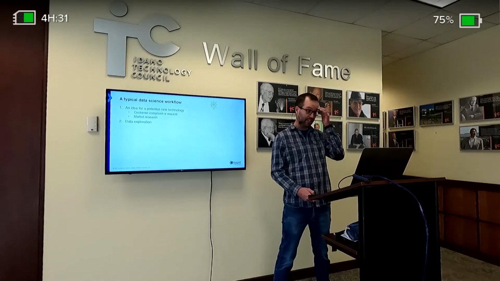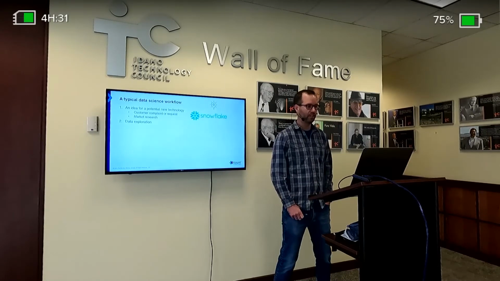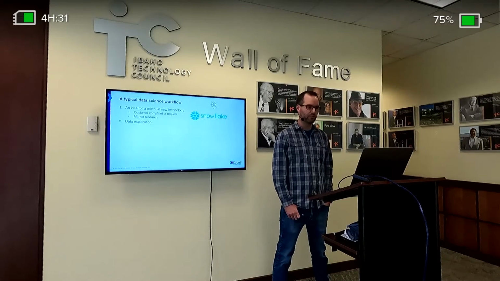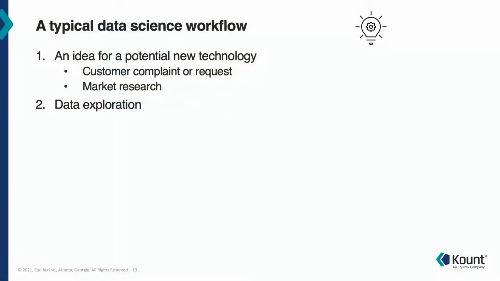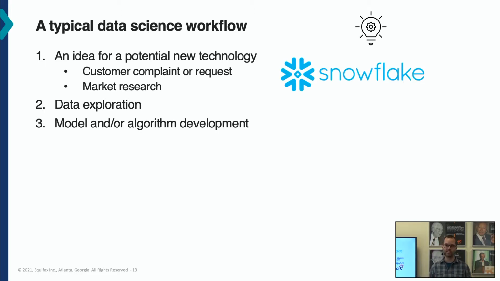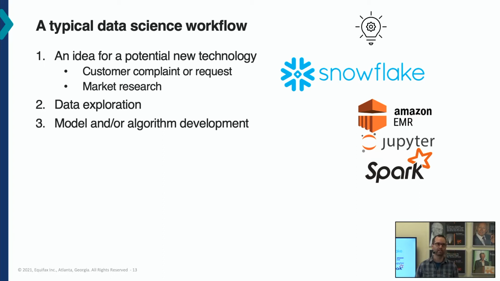So once we have that idea, a data scientist goes off and starts digging around in the data. We use Snowflake for our database of record, our data lake, and we spend a lot of time writing SQL queries, just exploring the data, seeing what's possible. If it looks like this idea might have legs, if there's potential, then we're going to go into a model or algorithm development phase.